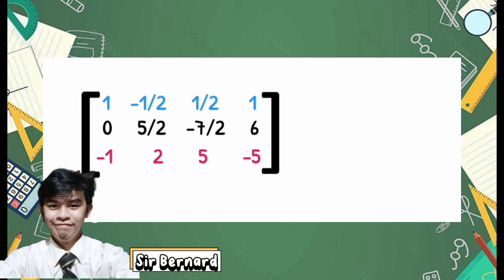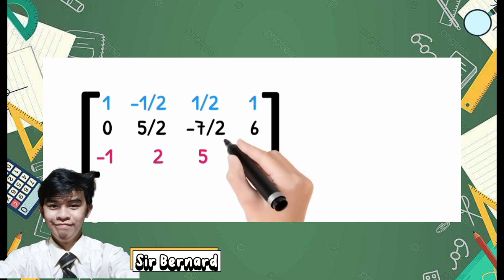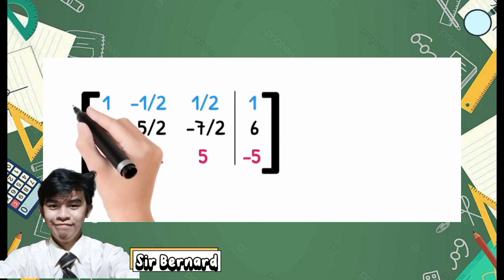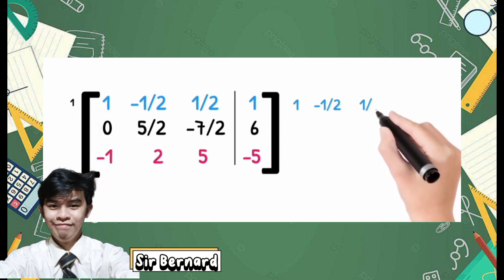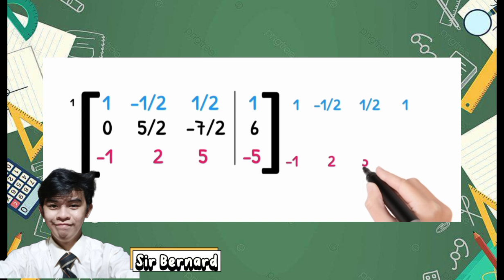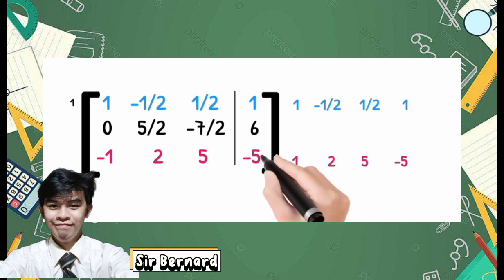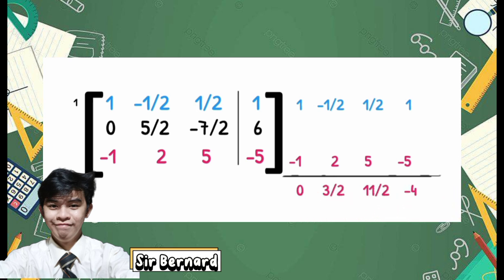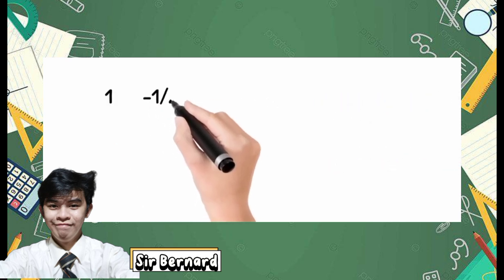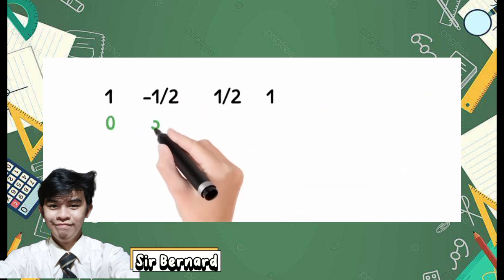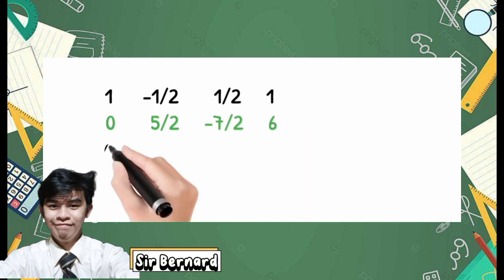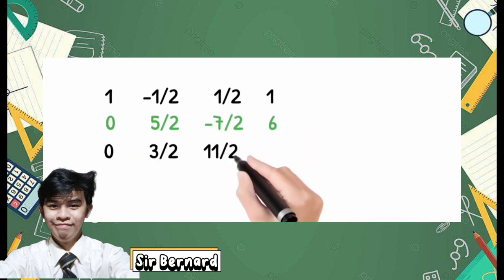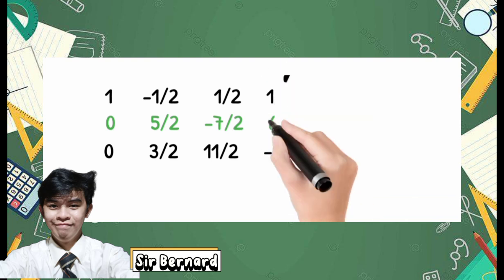Next, in row 3, we need to zero the negative 1. So we multiply 1 by row 1 and add it to row 3. It means 1 plus negative 1, negative 1 half plus 2, 1 half plus 5, 1 plus negative 5, and the answer is 0, 3 halves, 11 halves, negative 4, and next, copy row 1 and row 2.